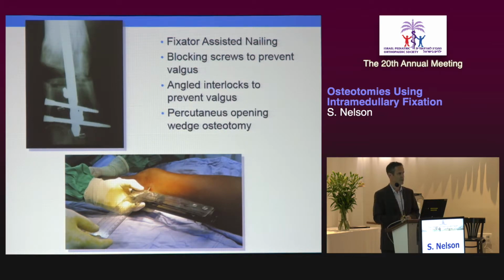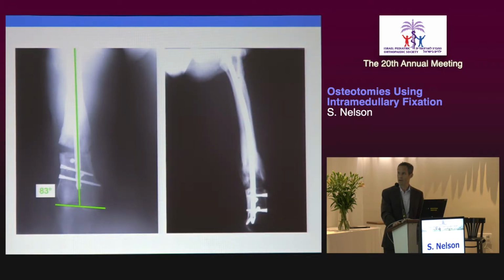I'm not sure if anybody's familiar with this system, but it's used a lot in the developing world, and it doesn't take any fluoro to use this intramedullary nail technique. The distal interlock screws are put in at an angle to also prevent that deformity from going back into valgus. And the osteotomy is just a percutaneous osteotomy without any specific carpentry.